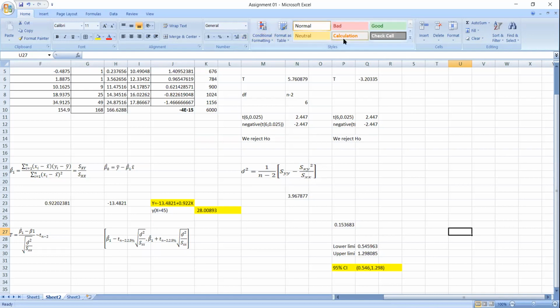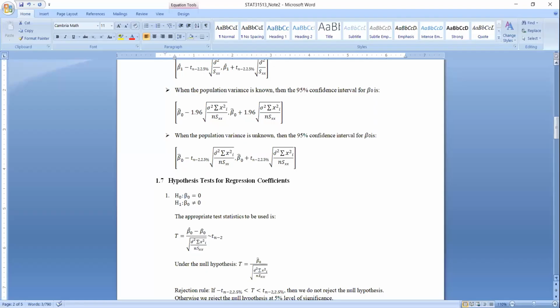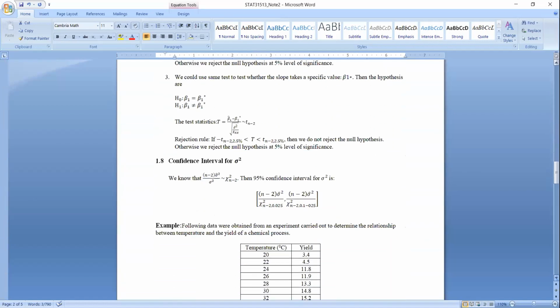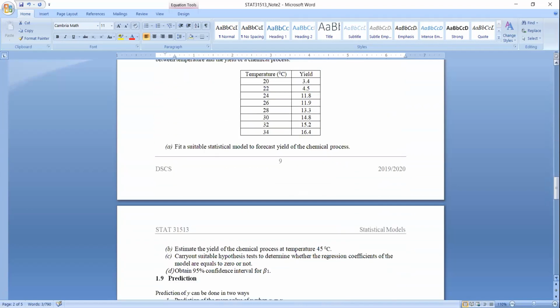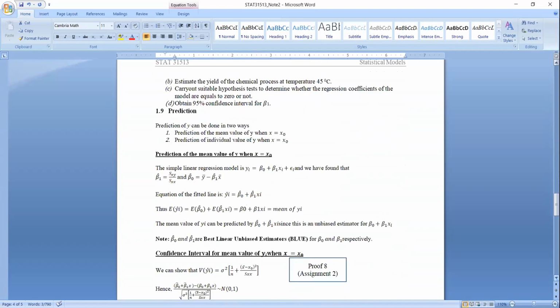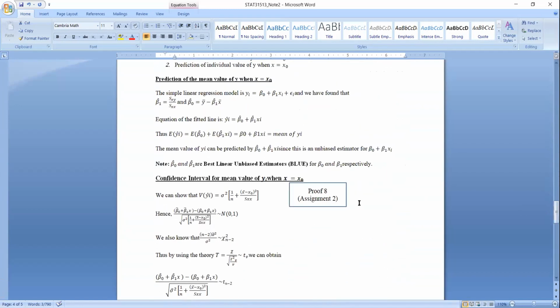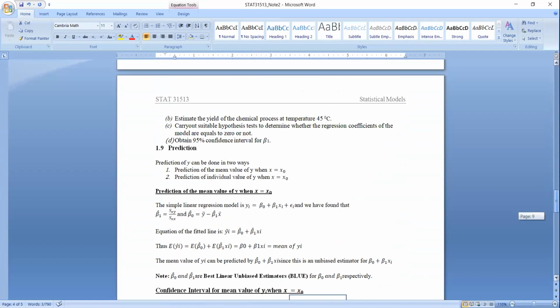All right, so from this is where we stopped. So we discussed this example. If you look at the note, you can see for the assignment 2, there is another proof which comes under the next section. But I have already uploaded assignment 2.